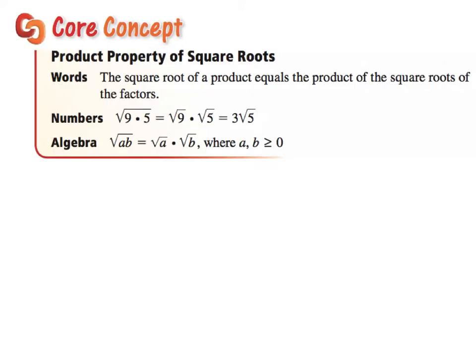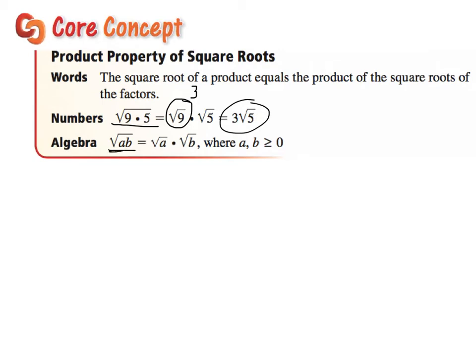And here it is, the product property of square roots. The square root of a product equals the product of the square roots of the factors. All that means is this: if you took the square root of 9 times 5, that is equal to the square root of 9 multiplied by the square root of 5. I then can break it up and get the square root of 9, which is 3, which gives me my final answer of 3 root 5.